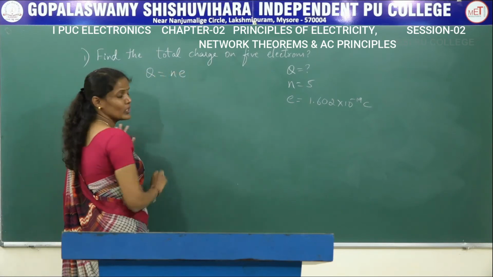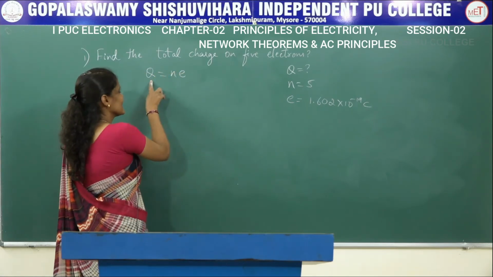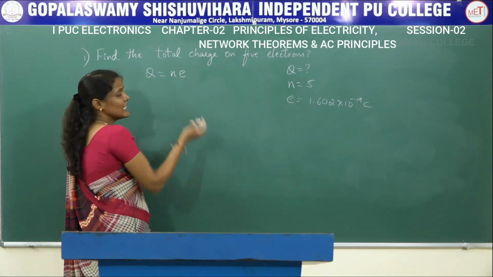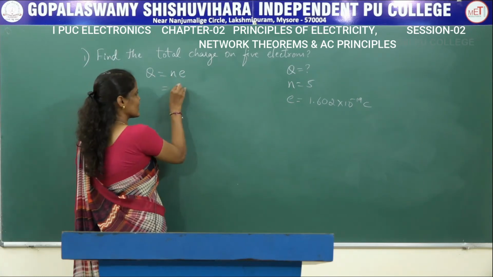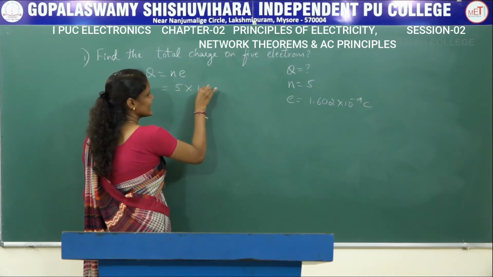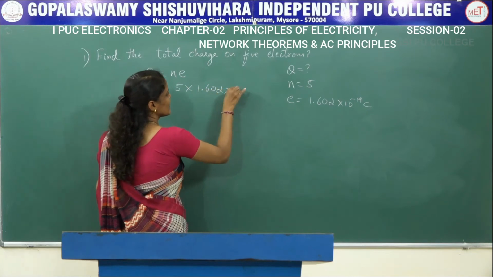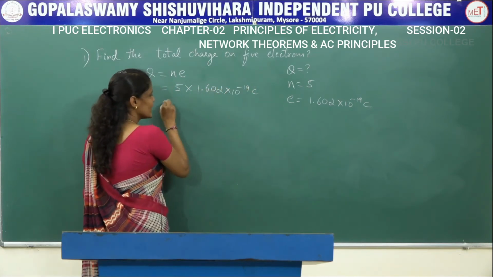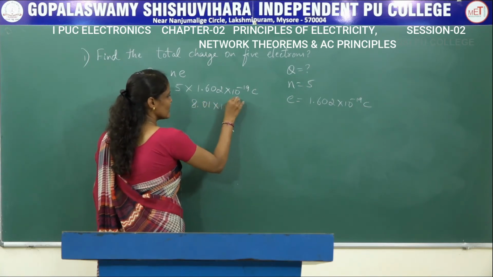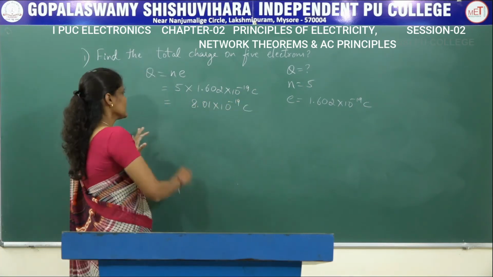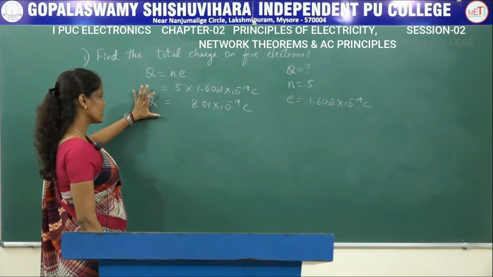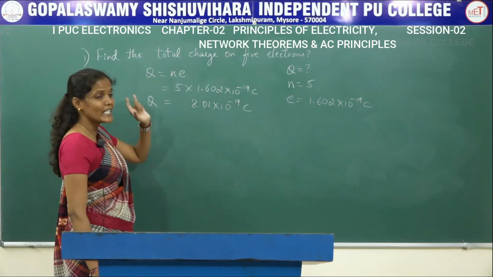Q is equal to N into E. Q is nothing but the charge, it is the total charge. N is the number of electrons, E is the charge of one single electron. So N value is 5. E value is 1.602 into 10 to the power of minus 19 coulomb, which will be equal to 8.01 into 10 to the power of minus 19 coulomb. So this is the answer, that is the total charge of 5 number of electrons.